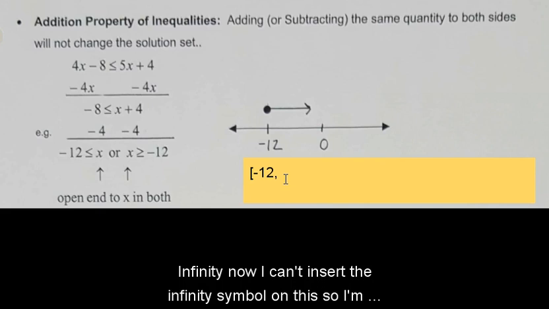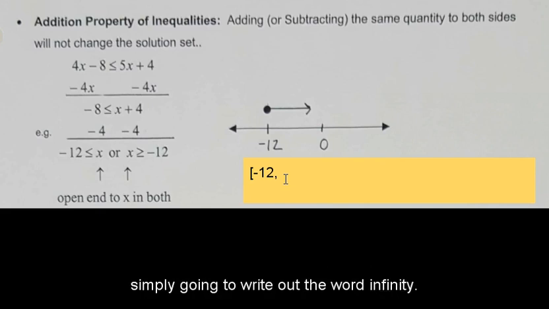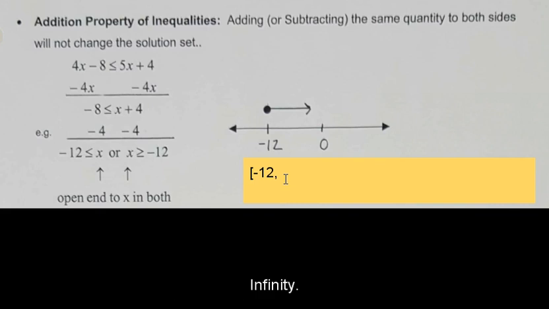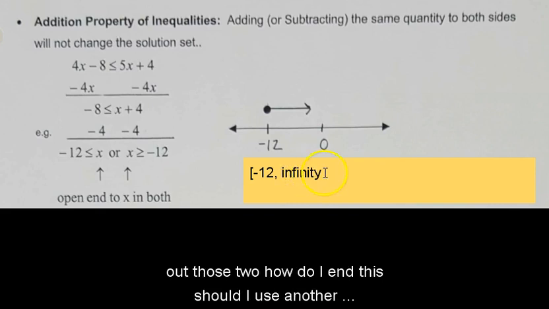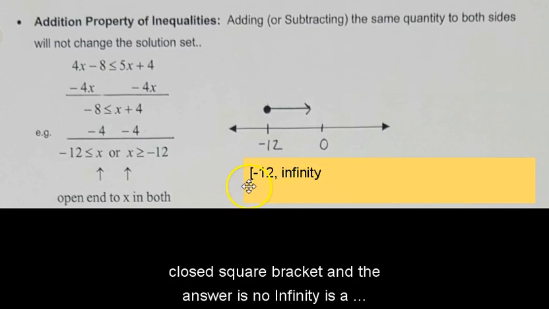Now I can't insert the infinity symbol on this, so I'm simply going to write out the word infinity, I-N-F-I-N-I-T-Y. Oops, maybe I have too many infinities in there. So if I take out those two, how will I end this? Should I use another closed square bracket? And the answer is no.